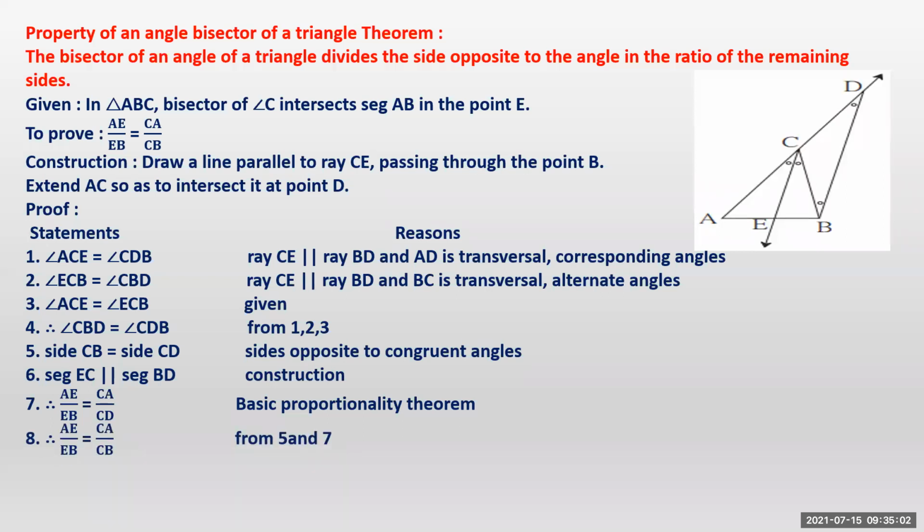Therefore, AE upon EB equals to CA upon CB. This is what you have to prove. Is this clear to all the students here?